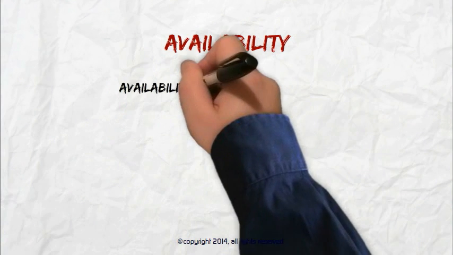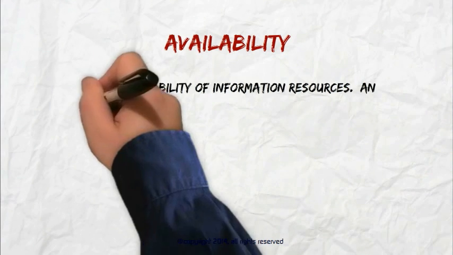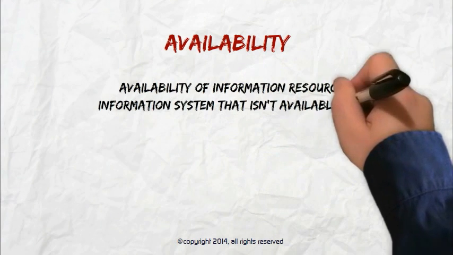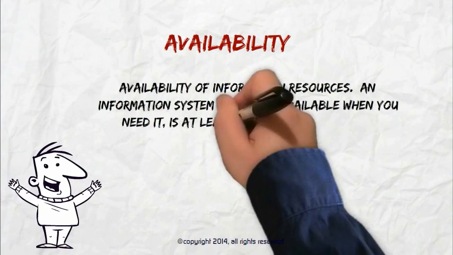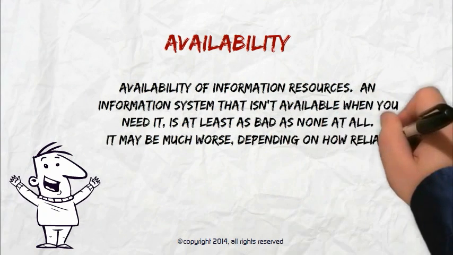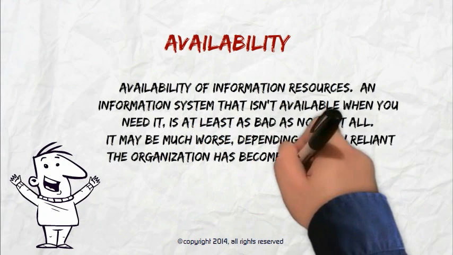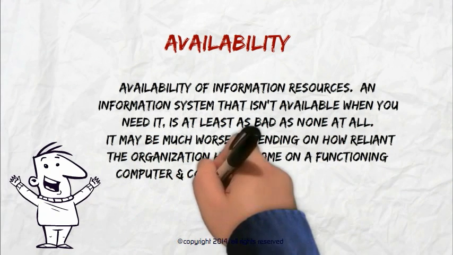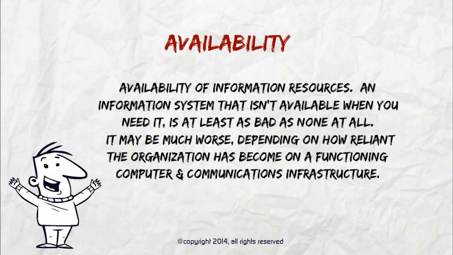Availability refers to availability of information resources. An information system that is not available when you need it is at least as bad as none at all. It may be much worse depending on how reliant the organization has become on a functioning computer and communications infrastructure.